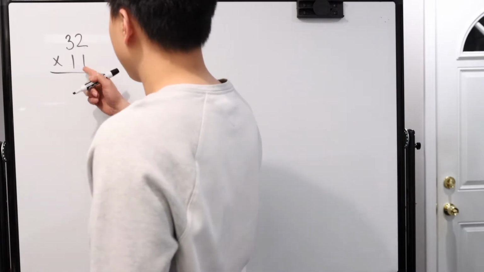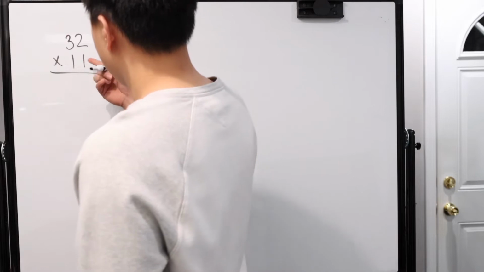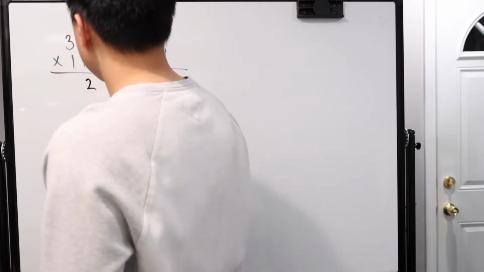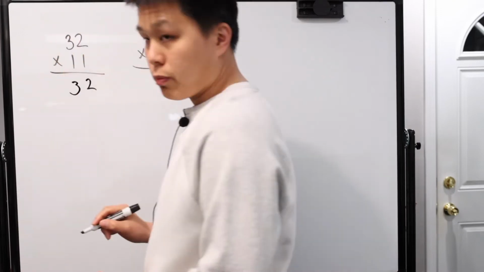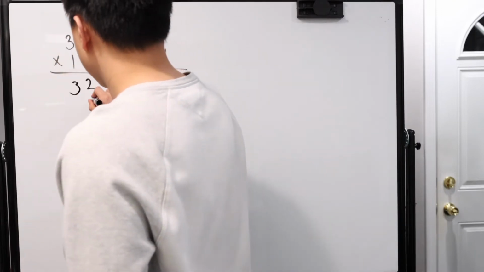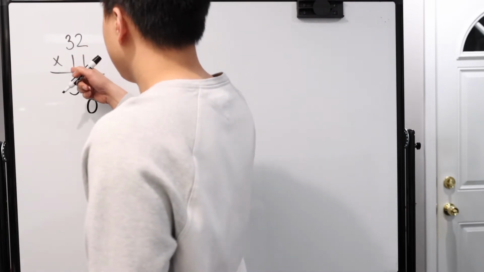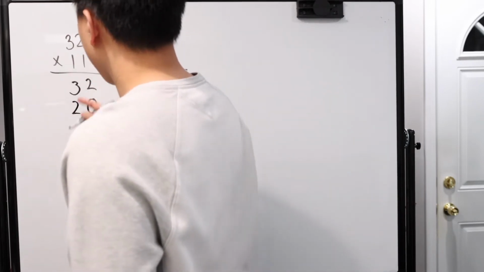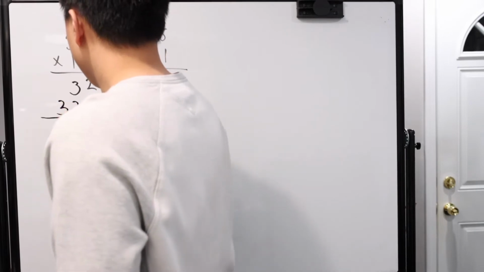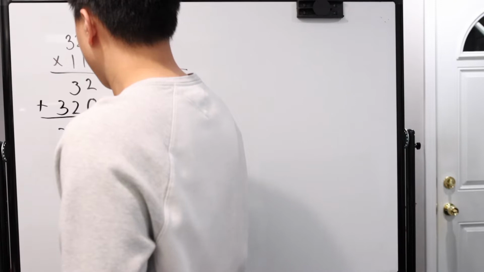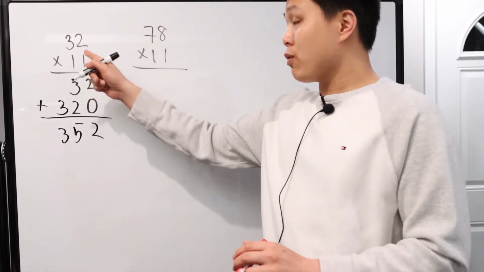Alright, we start off by multiplying all the way on the right-hand side. 2 times 1 is 2, and 3 times 1 is 3. Cool. And of course, they tell you to put the 0 to make sure you don't forget the place. Then you do this now. 2 times 1 is 2, and 3 times 1 is 3. And there we go. Then we add the end result. We have 3, 5, 2. Okay, so that's the answer for this one.